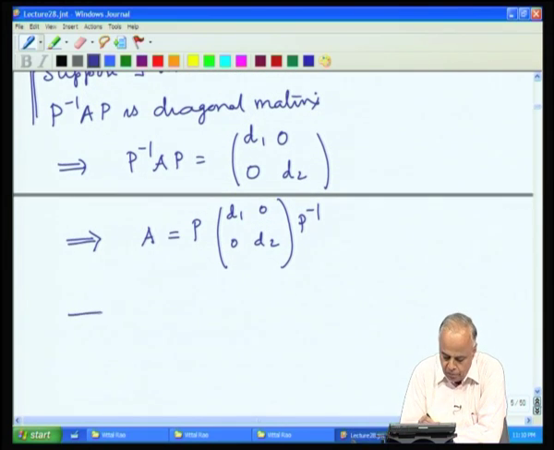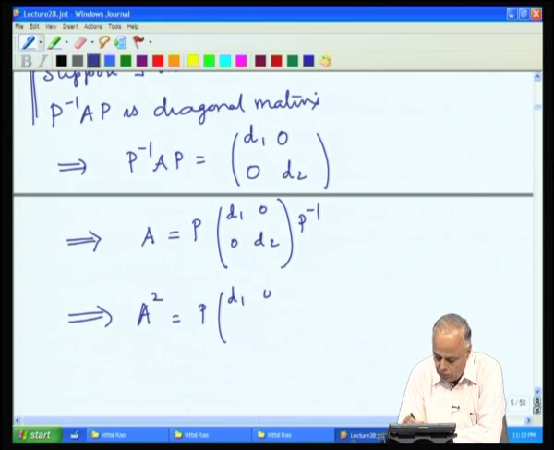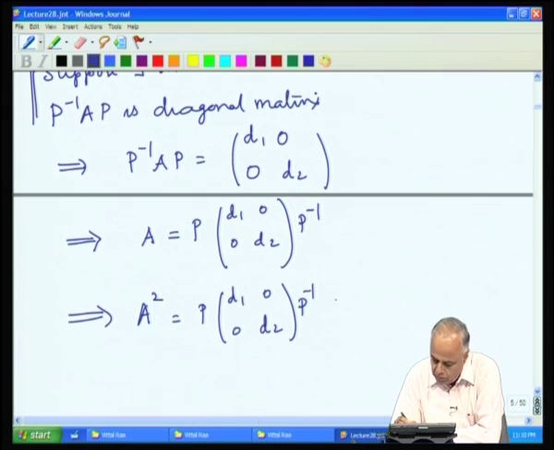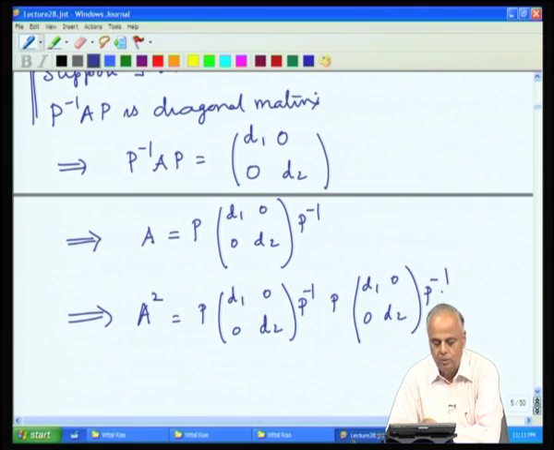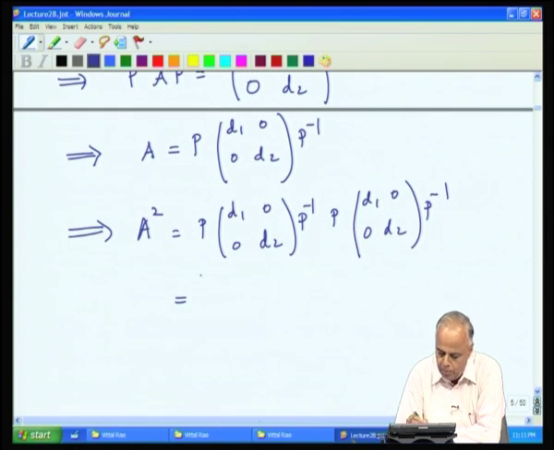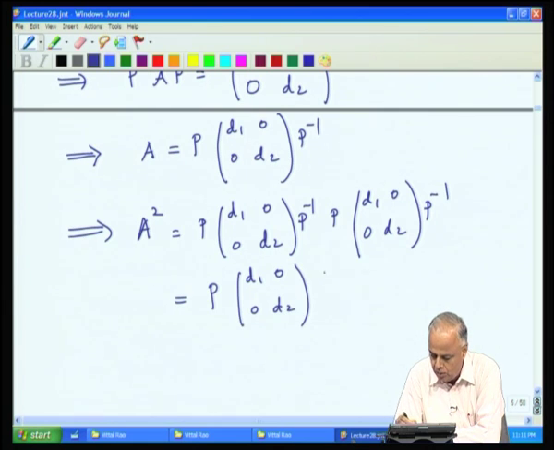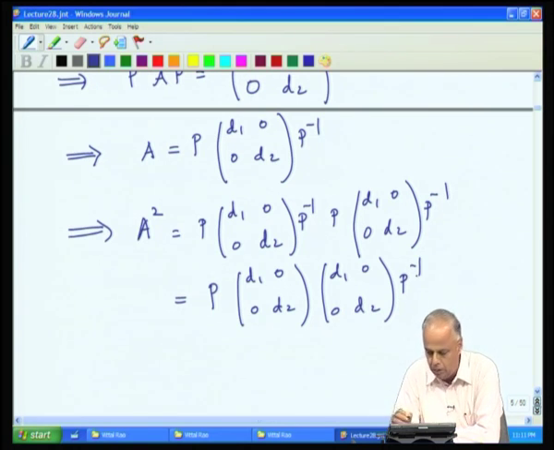If this is so, we get A squared equal to P into D1, 0, 0, D2 into P inverse, that is, A has to be multiplied by A again. A into A is A squared, which is this. But now, P inverse P is identity. So this becomes P into D1, 0, 0, D2 into D1, 0, 0, D2 into P inverse. This is because the middle P inverse P is an identity matrix.